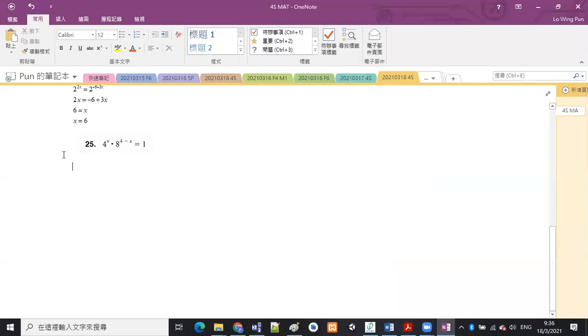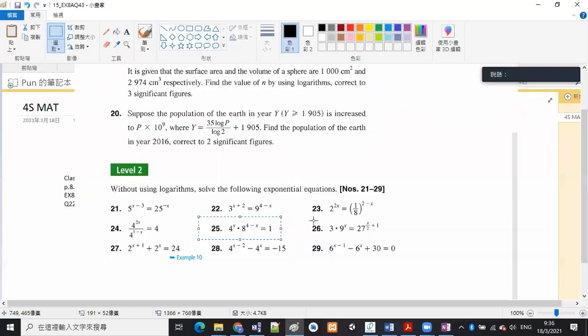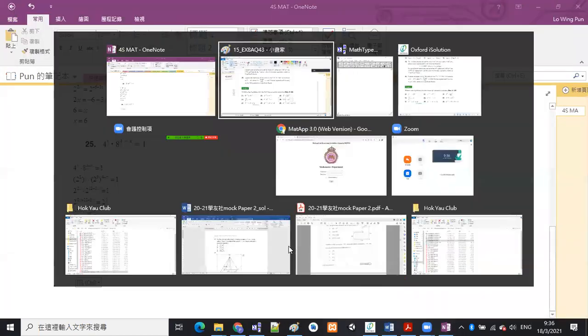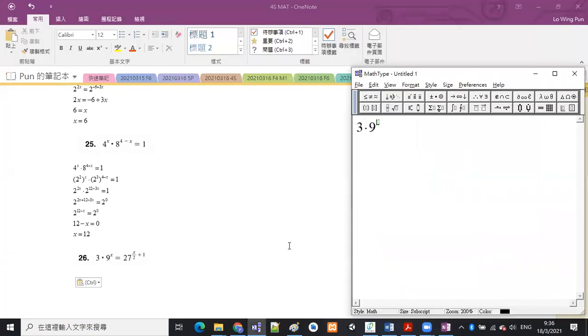Yes, so that's correct. And then 26. Three times 9 to the power x is equal to 27 to the power x over 2 plus 1. Even if the indexes are quite complicated, we look at the bases, which are all 3, 9 and 27, so we know we can change all the bases into powers of 3.